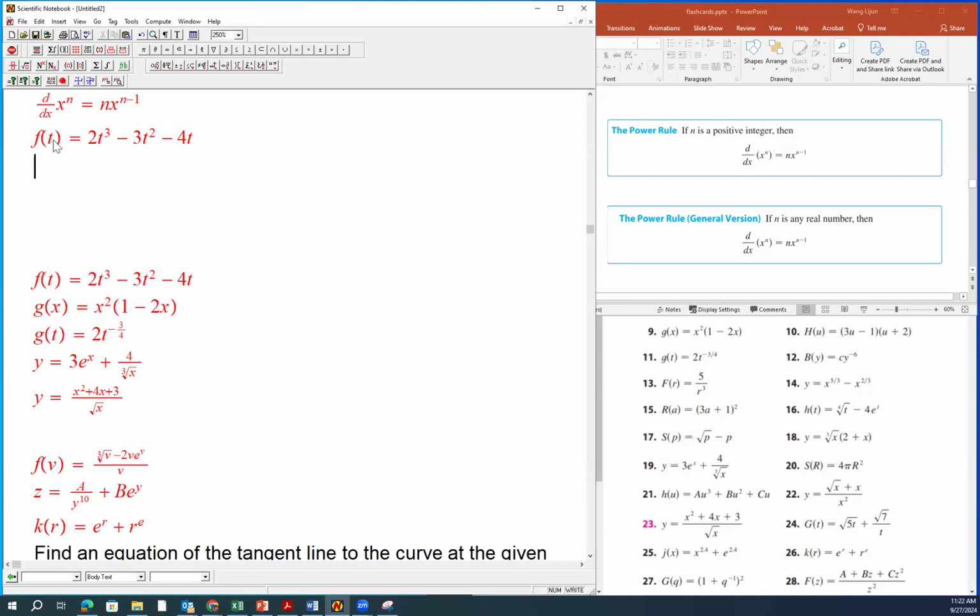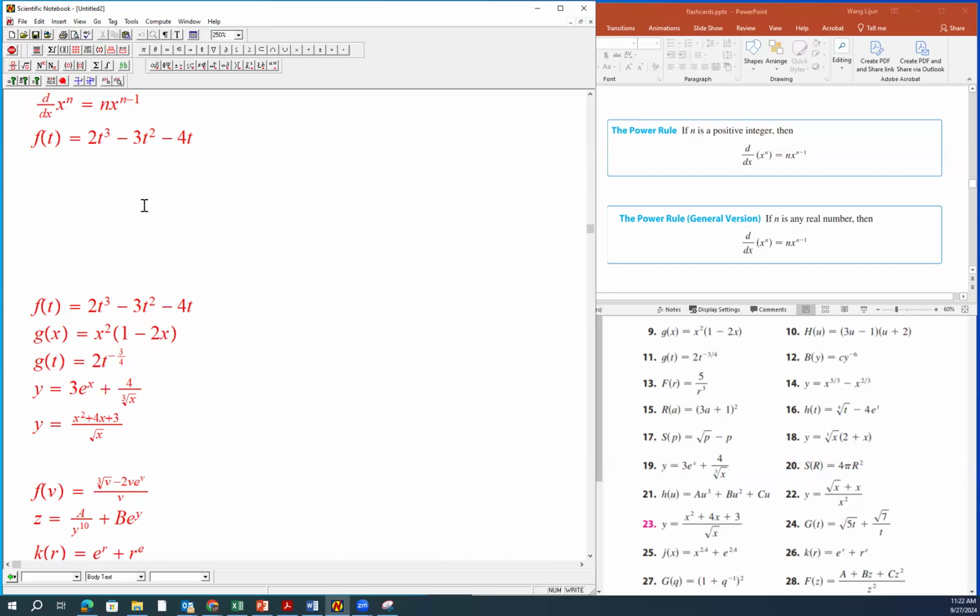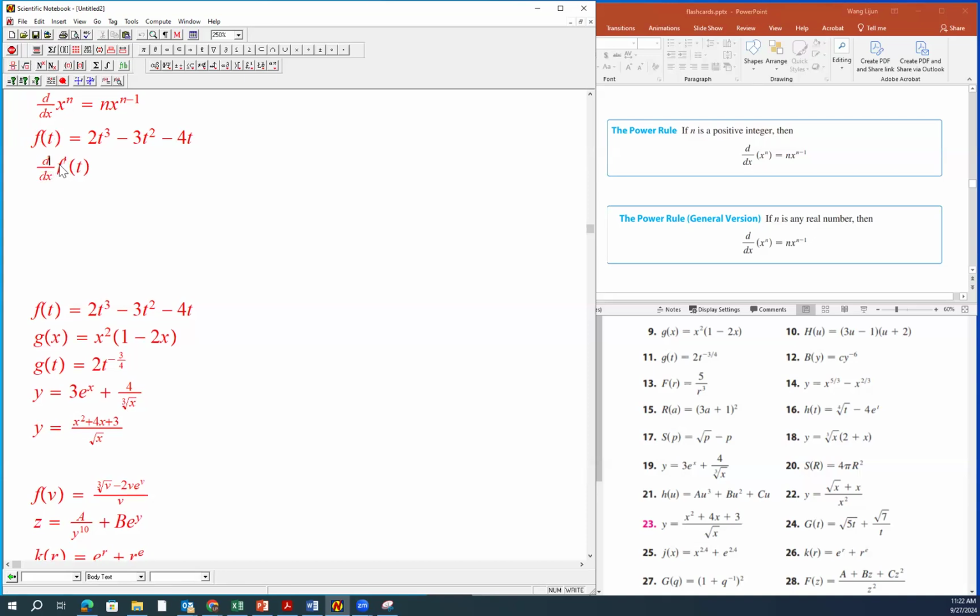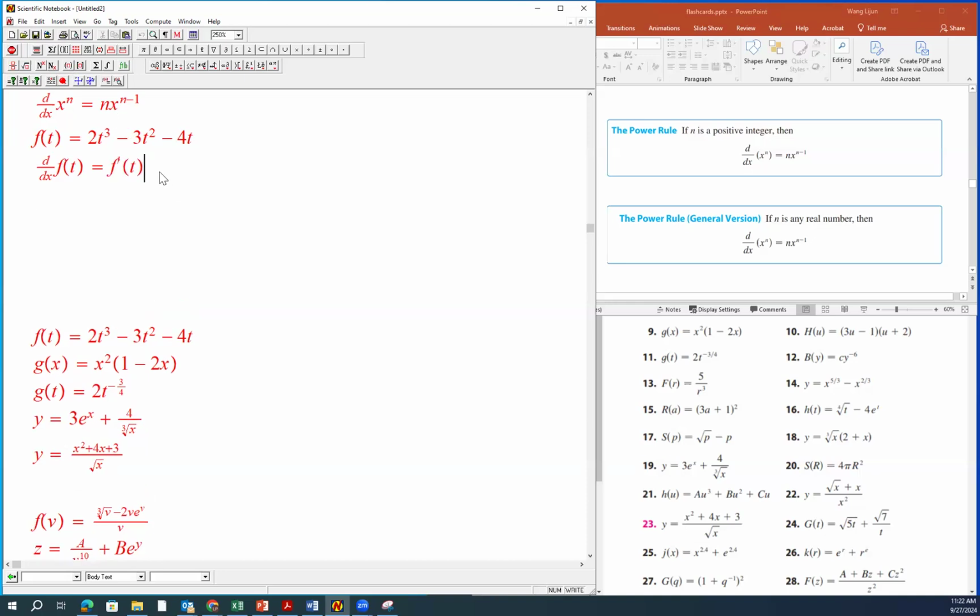You can see the variable is no longer x. So we have to adjust our understanding about the variable, because the variable is just a placeholder after all. Now if we differentiate, because it's a function of t, we're going to write it as f prime of t. And we can also use the other notation, which is d/dt of f of t. These two notations mean the same thing.